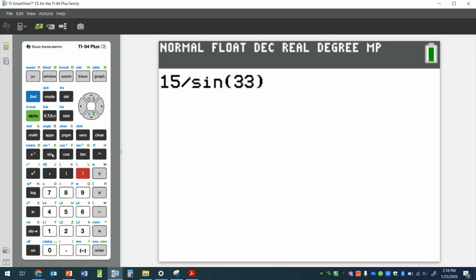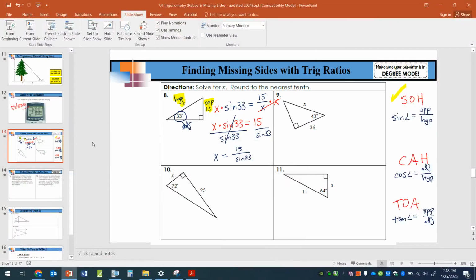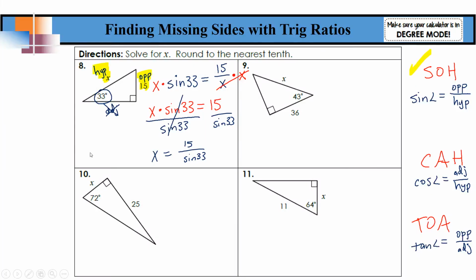So we'll close our parentheses there, and there's our answer. We'll round to the nearest tenth, so it's going to be approximately 27.5. So down here, we can say that x is approximately equal to 27.5. Now I mentioned that this was kind of the long way to get your answer. There is a shorter way.